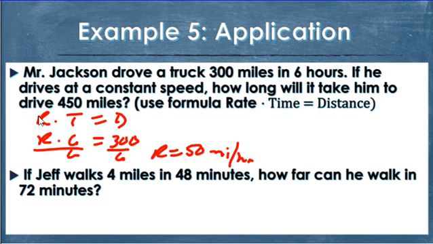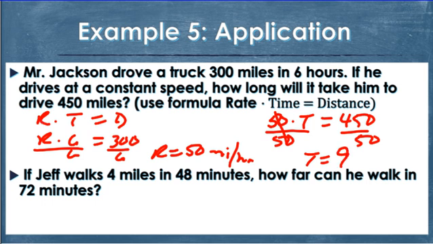How long will it take him to drive 450 miles? So he keeps the same pace. So 50 would be our rate, the time we have to find, but he's traveling 450 miles. So I divide by 50 on both sides. The time would have to be 9 hours. That is one way of setting that up. You could have done 300 over 6 is the same as 450 over x, and you can solve it that way. Always using the rate times time equals distance works for that one.